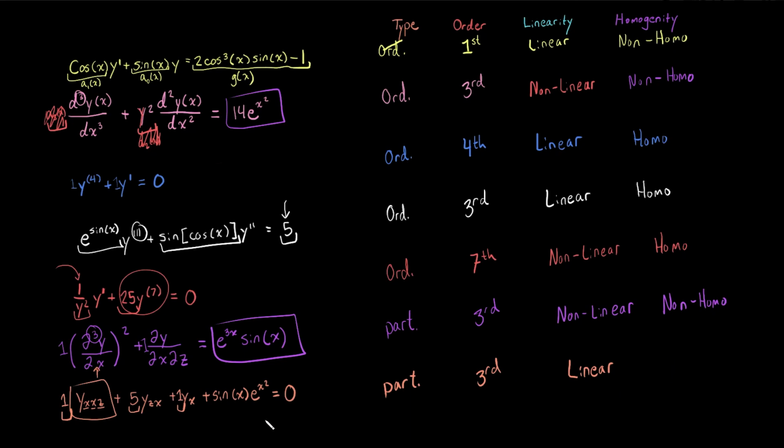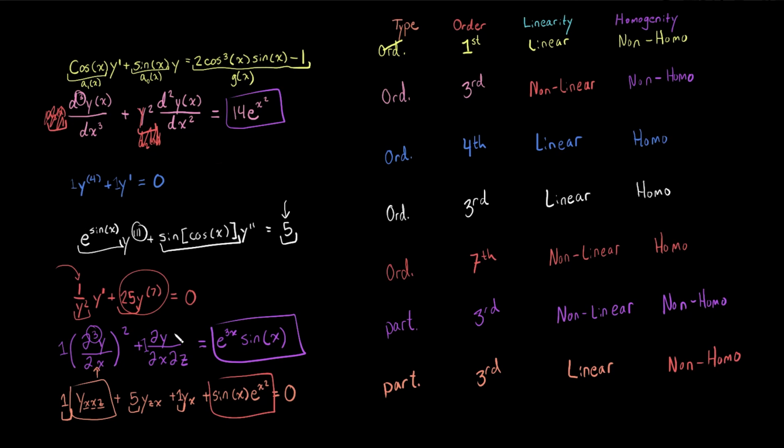We go over our homogeneity. We do have an additive term that does not include our dependent variable y, that is this term right here. And since we have an additive term that does not include our dependent variable y, then we have a non-homogeneous equation, a non-homogeneous equation.